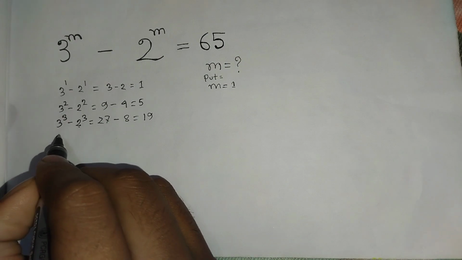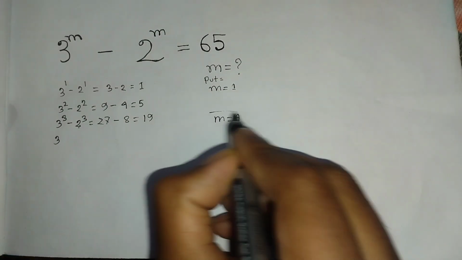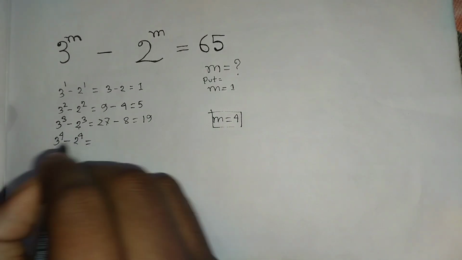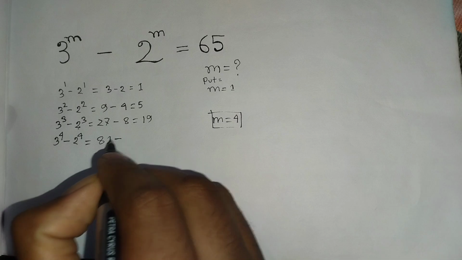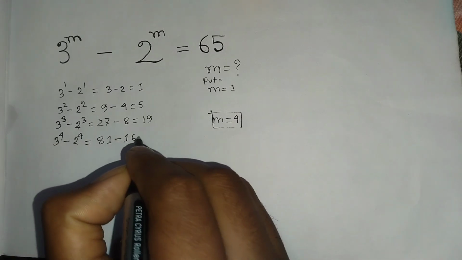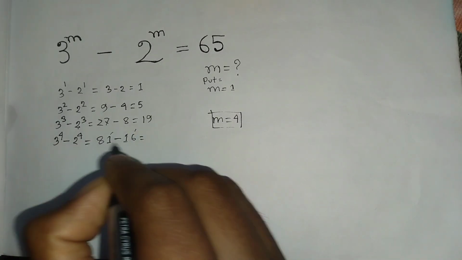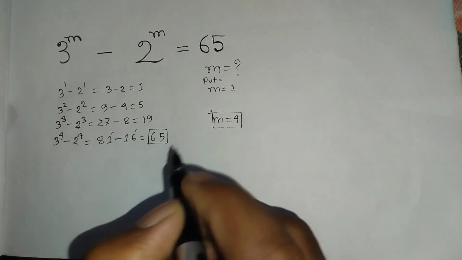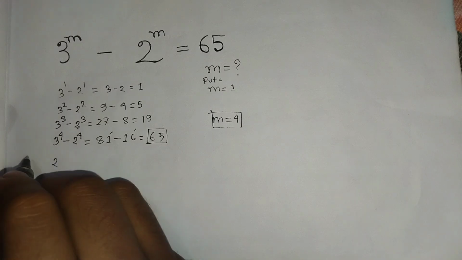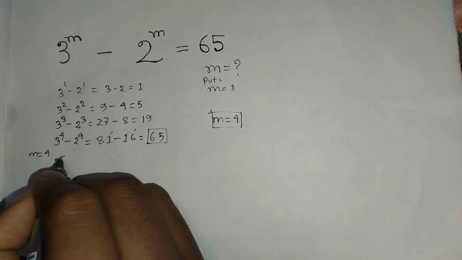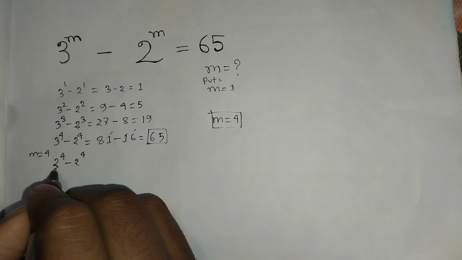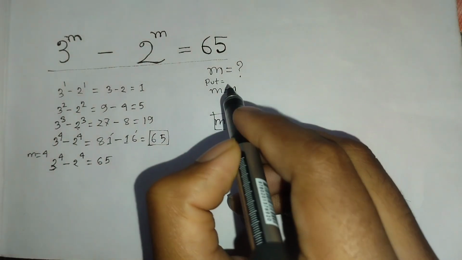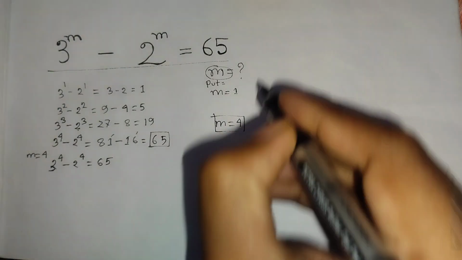At last, when I put m equal to 4, 3 to the power 4 means 81, minus 2 to the power 4 means 16. So here it is 65. So if m equal to 4, 3 to the power 4 minus 2 to the power 4 will be 65. So that is the answer. So the value of m is 4.